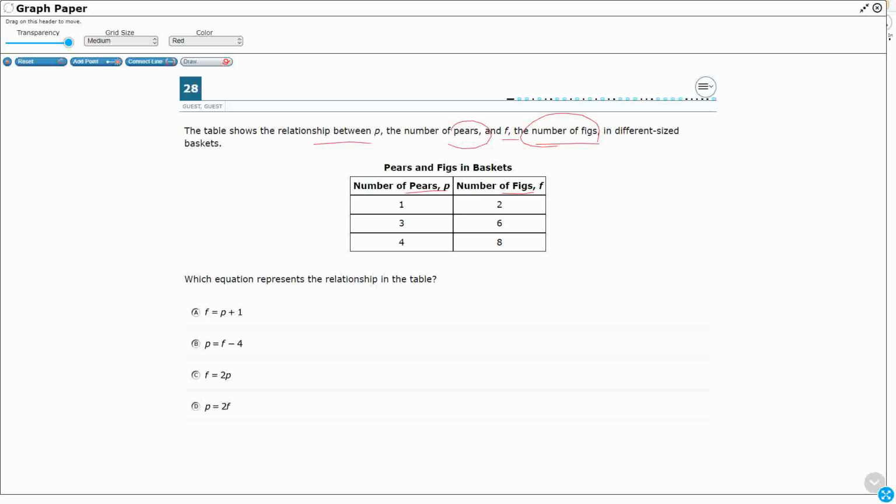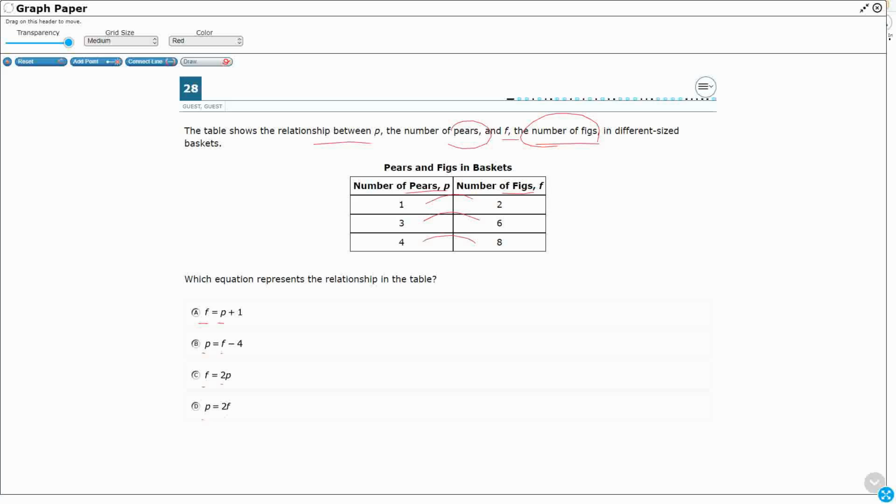All right, so we've got some different options here. And take a look, we've got F and P in each of these. So we need to not only find the rule for this table, but also find a way to represent this with an equation. So let's first find the rule. We've been looking at tables for years now. How are we getting from 1 to 2, from 3 to 6, from 4 to 8?